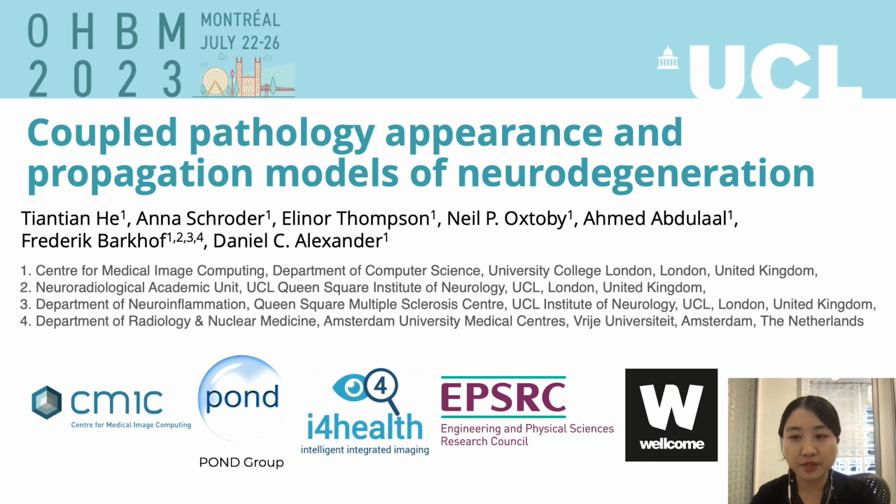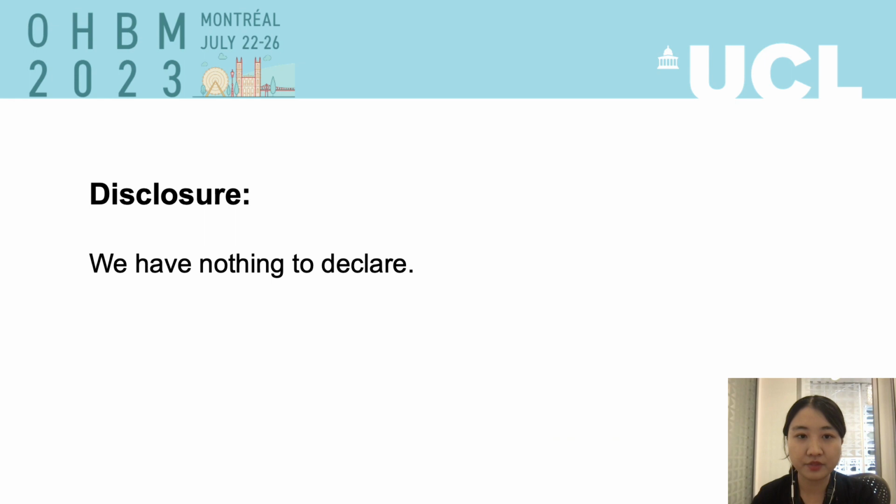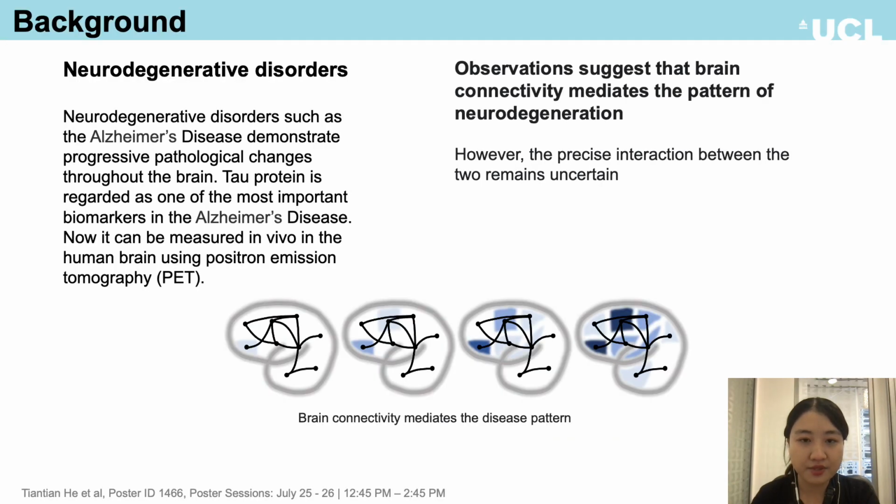Today I'm going to talk about our recent work called Coupled Pathology Appearance and Propagation Models of Neurodegeneration. We have nothing to declare. Let's start with some relevant background information about this research.